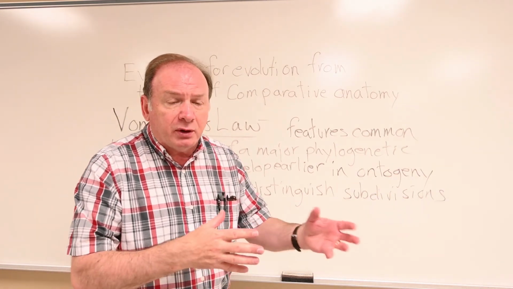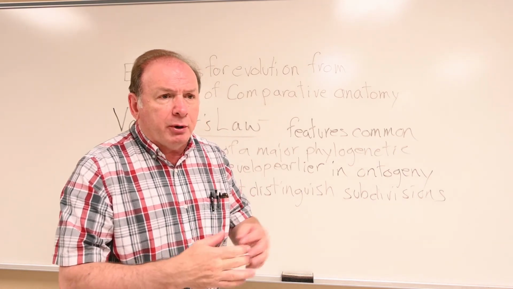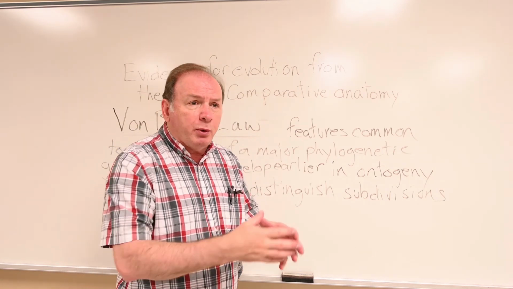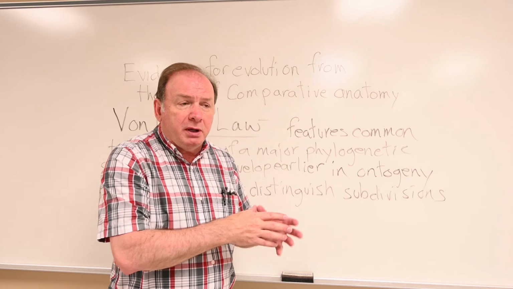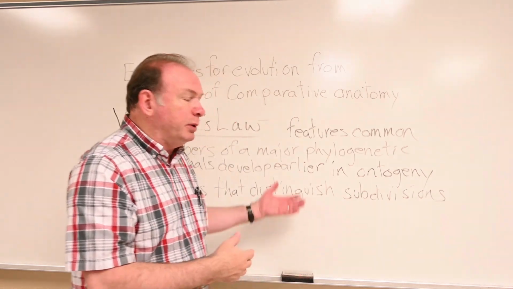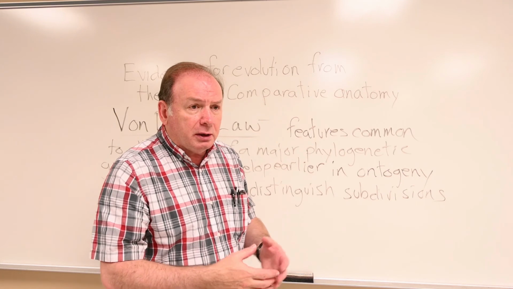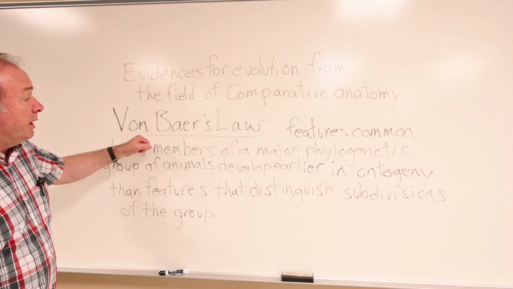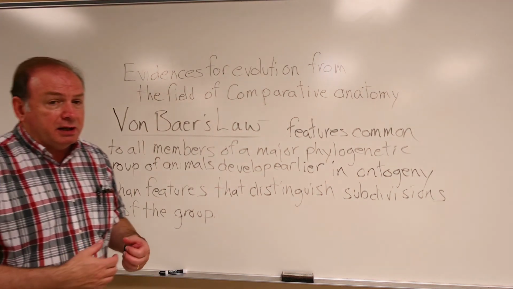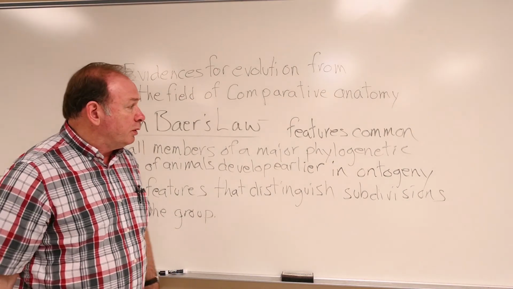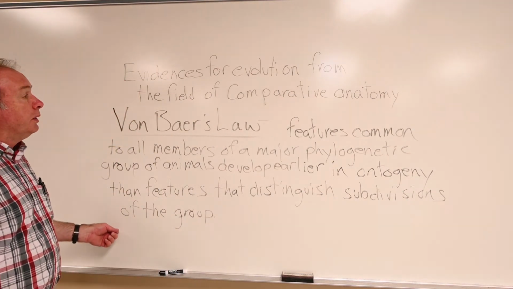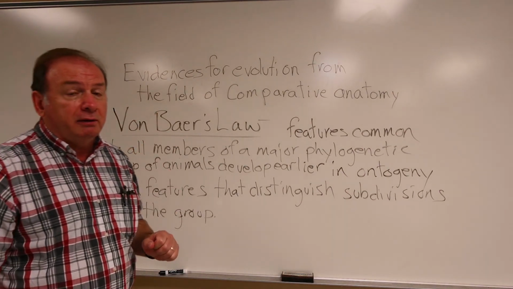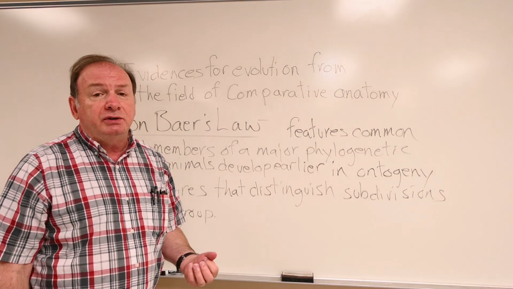The things that make the different groups more different from one another, like epidermal scales and the amniotic egg in the reptilian group, separate that from the amphibian. So that kind of feature would develop later in the embryonic development of the organism, later in ontogeny. So anyway, von Baer's law, another area that supports the idea that there was common ancestry, that they had a common origin in these different groups that we're talking about. So those are the areas from the field of comparative anatomy that support the idea of macroevolution. Next, we're going to look at evidences from the fossil record.